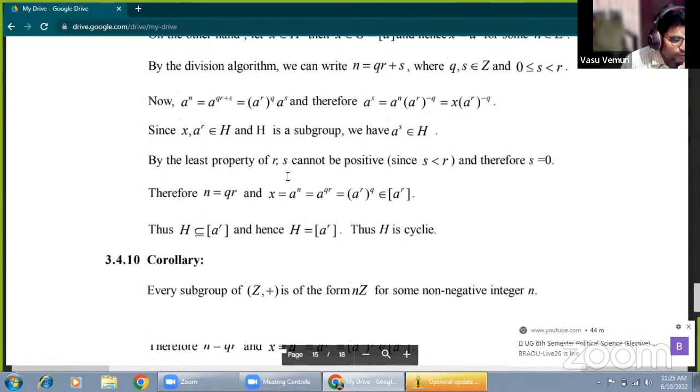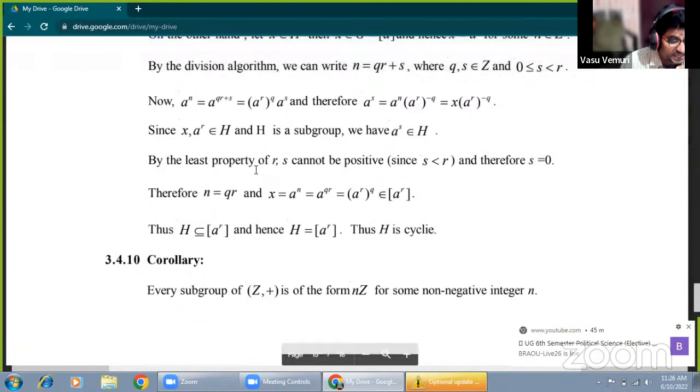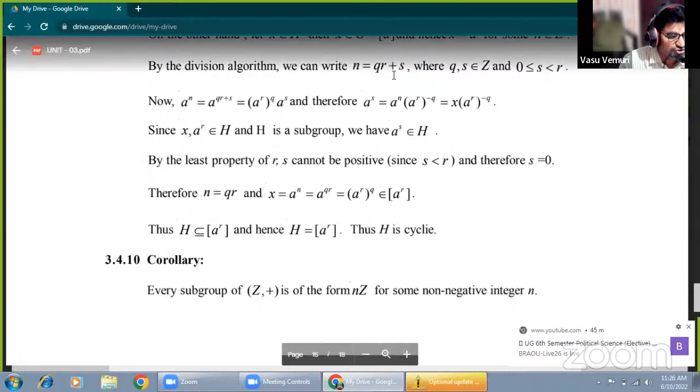By the least property, R and S cannot both be positive. Therefore, S must be equal to 0. S must be 0 means A power 0 is the identity. Therefore, when S equal to 0, n equal to QR. Because of the least property, S cannot be positive, since S is less than R. That's why S equal to 0.